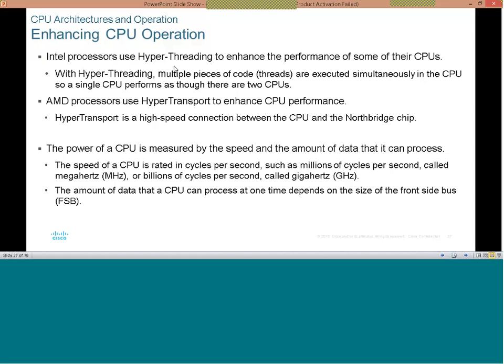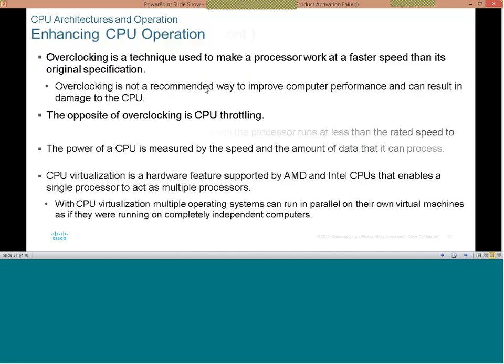The amount of data that a CPU can process at one time depends on the size of the front side bus, the FSB, of that CPU. Remember, there's a bus wire, so we're looking at the size of that. And that tells you what it can actually fetch. So if you must talk about the amount of data a CPU can process, you ask what is the size of the front side bus, because that tells you the number of pathways it has to fetch. So with that, you can tell the amount of data it can fetch, and then process over seconds.